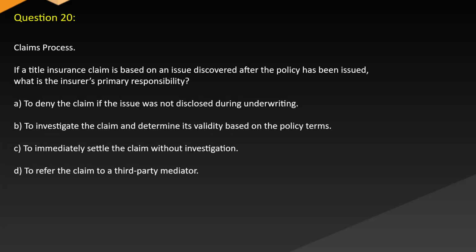Question 20. Claims process. If a title insurance claim is based on an issue discovered after the policy has been issued, what is the insurer's primary responsibility? A. To deny the claim if the issue was not disclosed during underwriting. B. To investigate the claim and determine its validity based on the policy terms. C. To immediately settle the claim without investigation. D. To refer the claim to the third-party mediator.